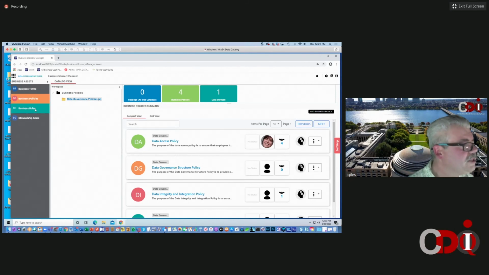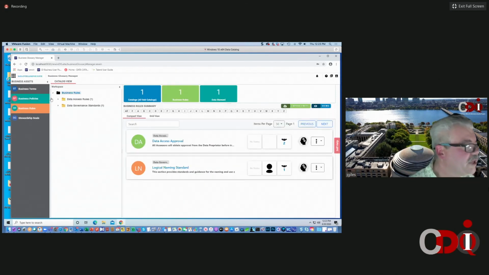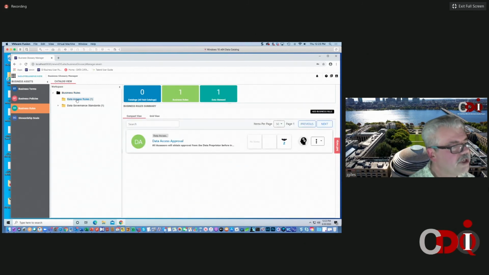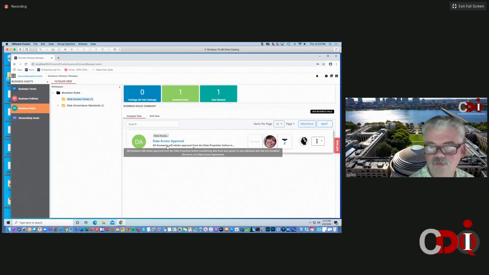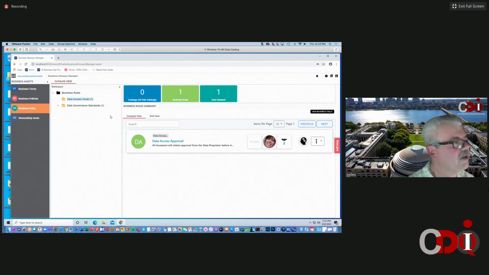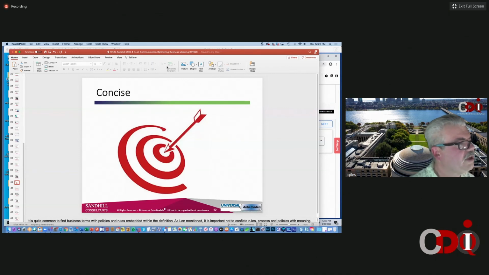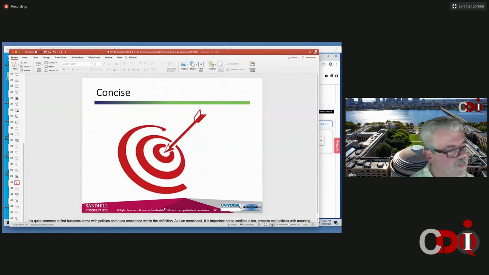The rule itself is actually the implementation around the data access policy that says, these are the things that you need to do. You need to get approval in order to access certain data. So you have policies which relate to rules, rules which relate to terms. All of these things work together to help you build out your business glossary here. So let's take a look at the next section here.